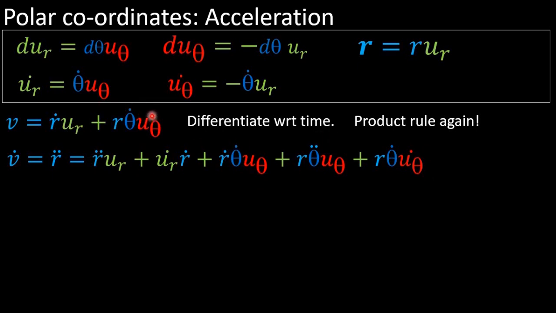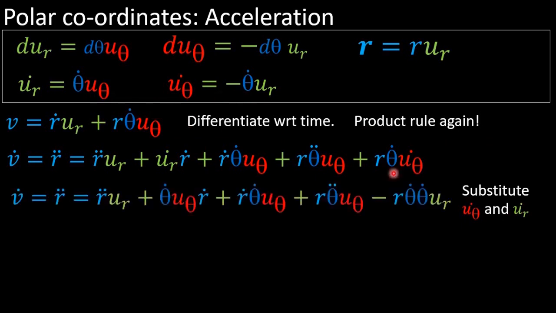Okay, so to differentiate this, all I did was differentiate r and leave everything else alone. Then I differentiated theta dot and left u sub r and r alone. And then to get this here, I differentiated u sub theta and left theta dot and r alone to get this. Okay, so again, that was just the product rule. So now I'll substitute u sub theta dot and u sub r dot. Okay, so I'll substitute that into here and here. Okay, so I'll substitute those in, and I get this. And then I can simplify this down to that.